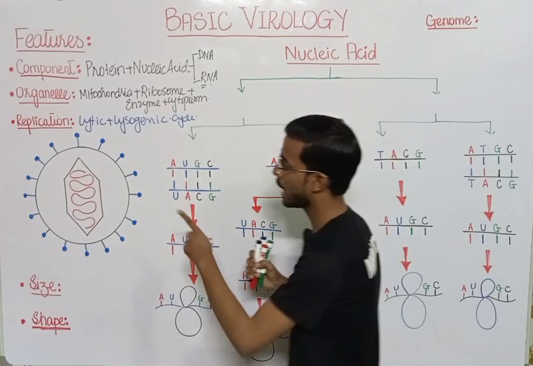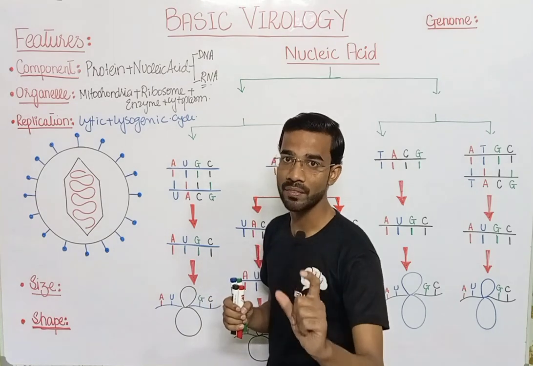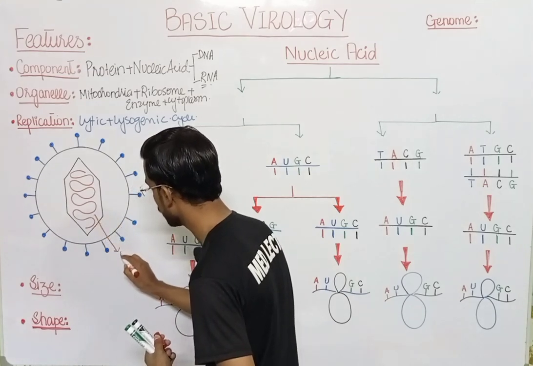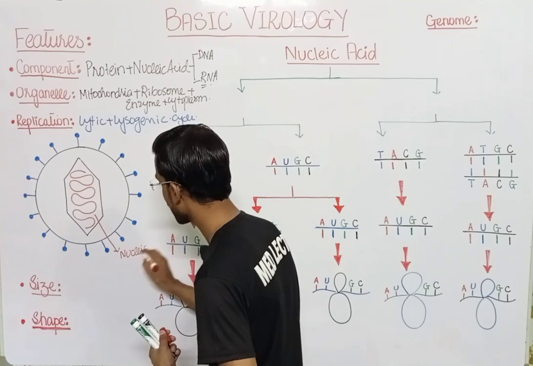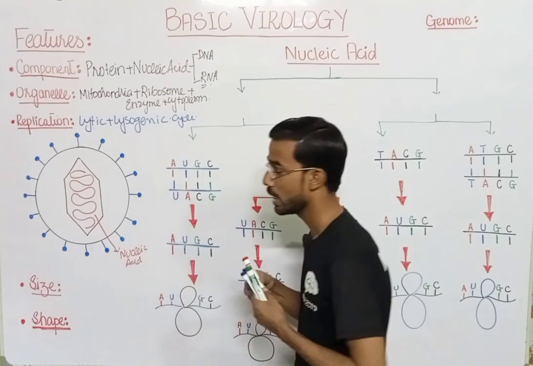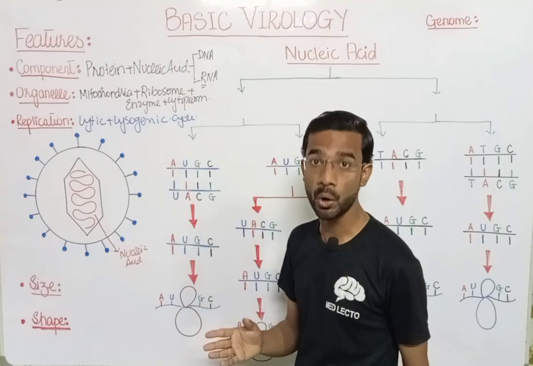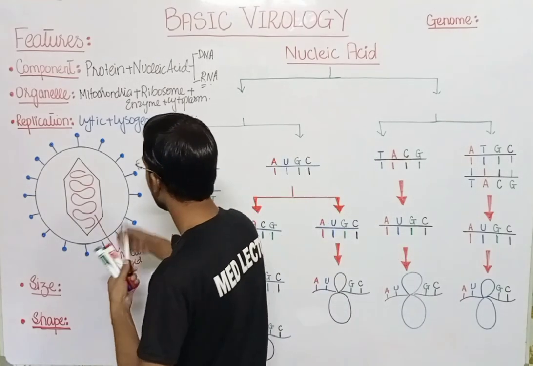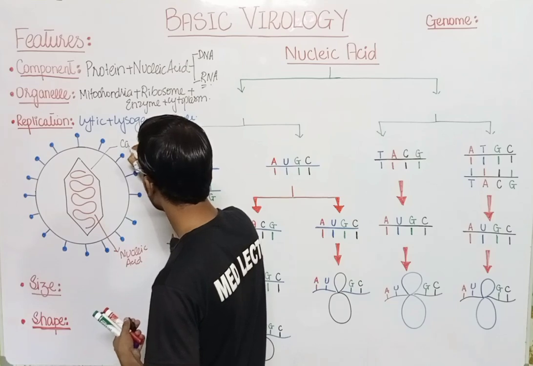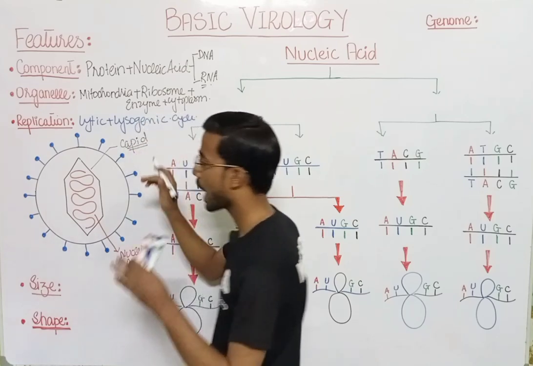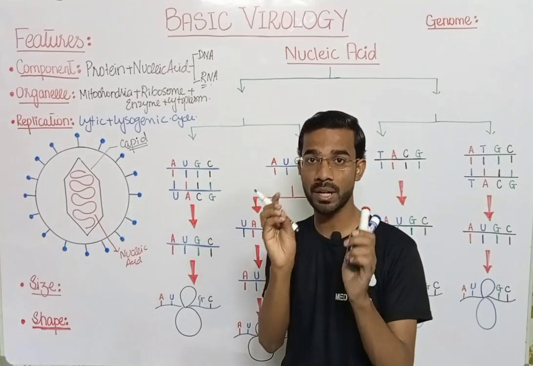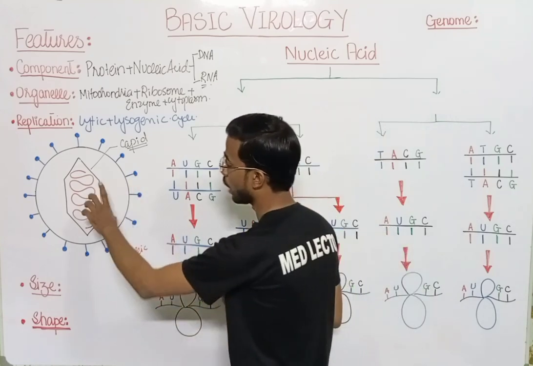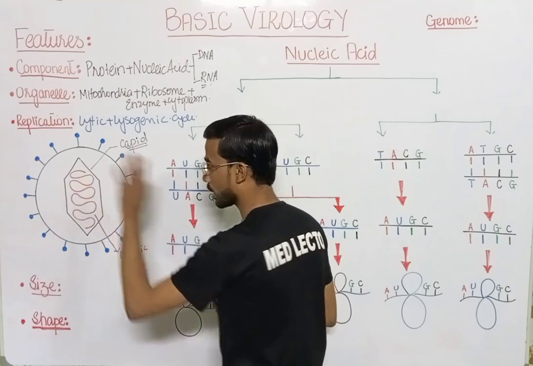Now, we discussed two components, protein and the nucleic acid. Inside of the virus is the nucleic acid. Outside, you will see the protein coat, and that protein coat is called the capsid. The capsid is made up of different components, and those components are called capsomeres. So this point is very important. Now, two components: protein and the nucleic acid.